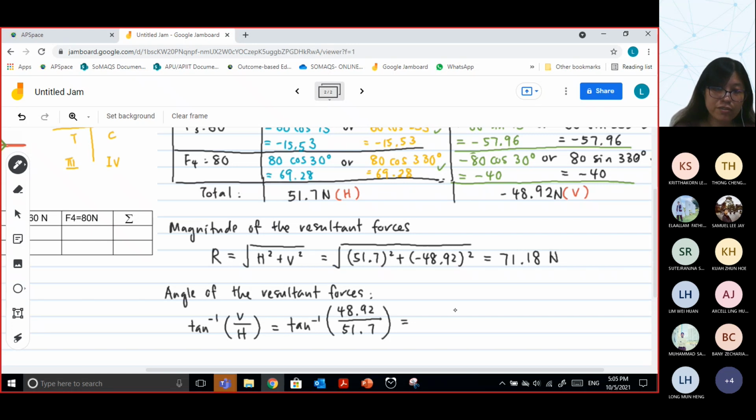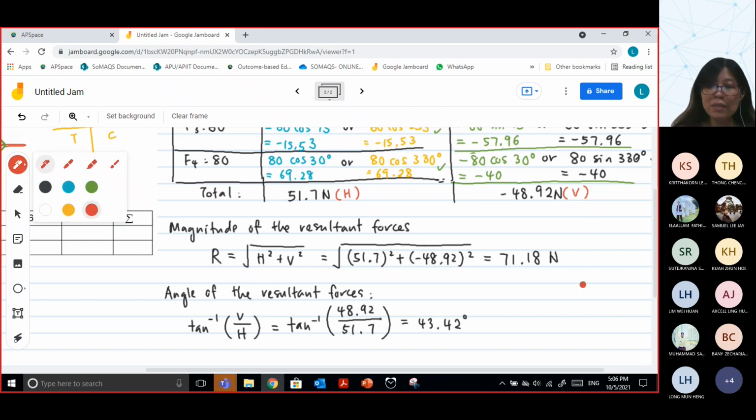Calculate the basic angle first, so you get 43.42 degrees. Okay, this is a basic angle. So now, can you tell me, if the horizontal is positive and the vertical is negative, which quadrant? Fourth quadrant. Okay, so now let's check it out.